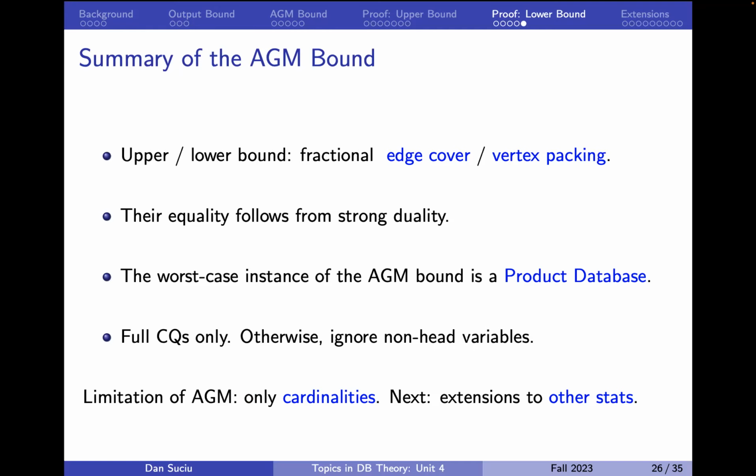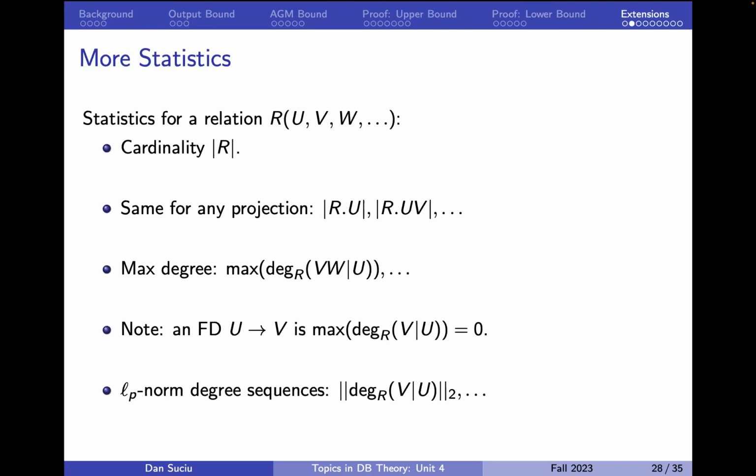5 more minutes, yeah? So I do want to talk about extensions. Here is what we know how to handle today. So for the AGM bound, we can use cardinalities. And I didn't show this, but it's easy to see that if you have statistics on any of the projections of the base tables, you can just throw in these as entropic terms. You throw them in as atoms in your query, and this could improve your AGM bound. Yeah, if you know that some domains are very small.